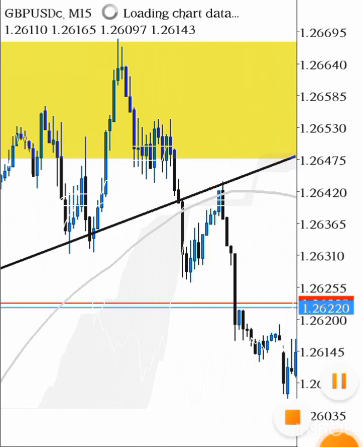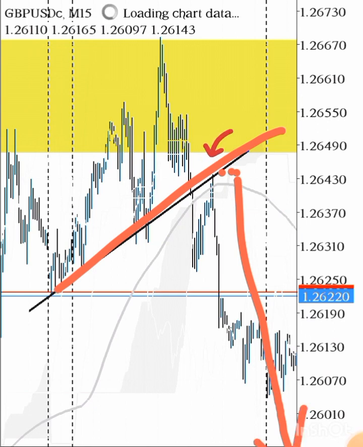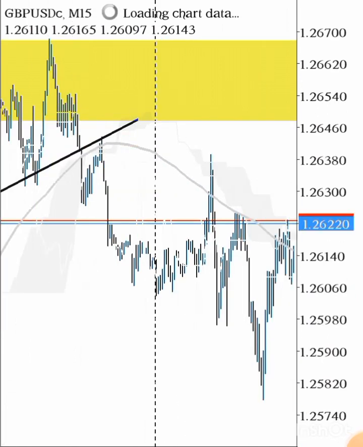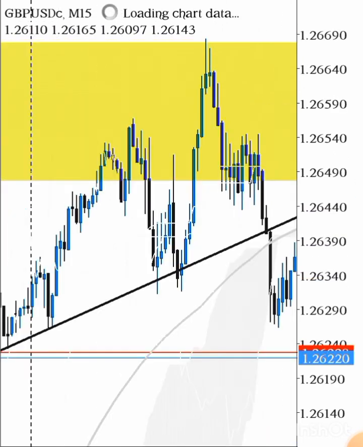You can see the break here, how it broke this trend line, came back to retest it. Let me zoom in. You can see how it broke the trend line, came back to retest it. Then what happened? The market sold. So this is what I mean by break and retest.